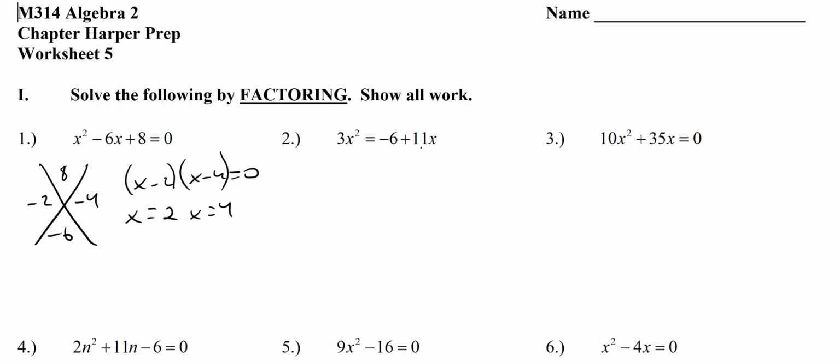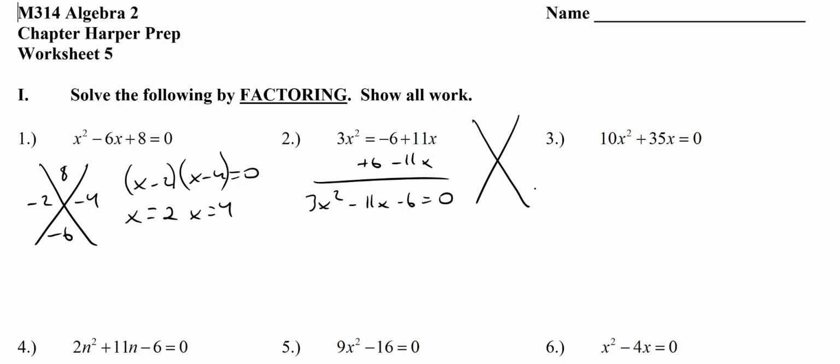This next one, I'm going to keep that 3x squared positive, so I'm going to add 6 and subtract 11x from all sides. So you get 3x squared minus 11x minus 6 equals 0. Remember what you do for the x method for this one: you say 3 times -6, which is -18, and then you put the -11 here. The numbers, when you multiply them, give you -18, and when you add them, give you -11. So one has to be positive, one has to be negative.